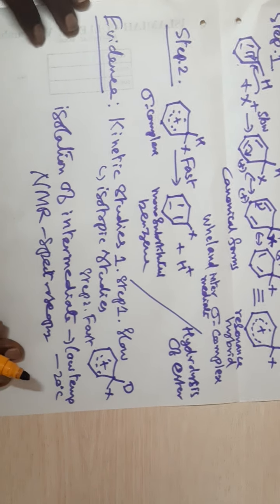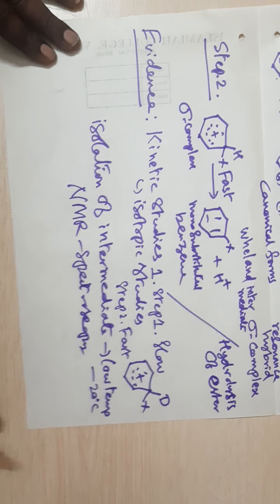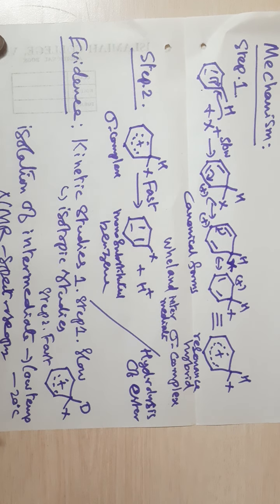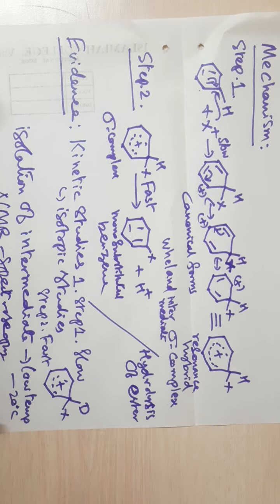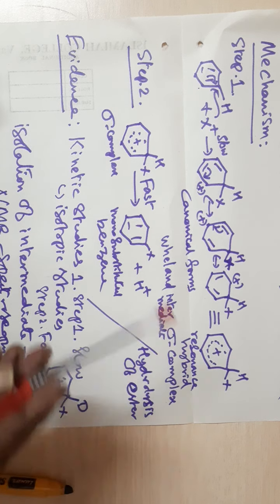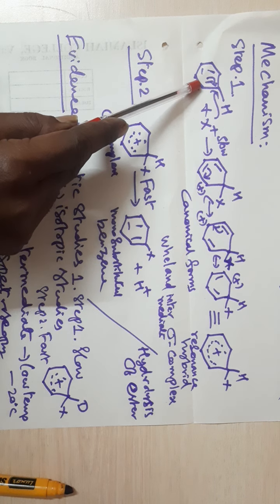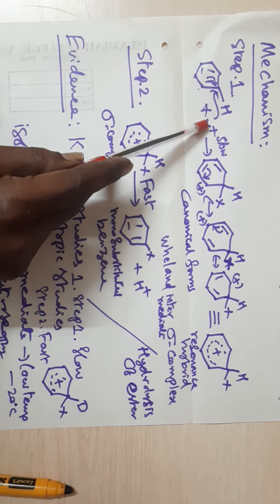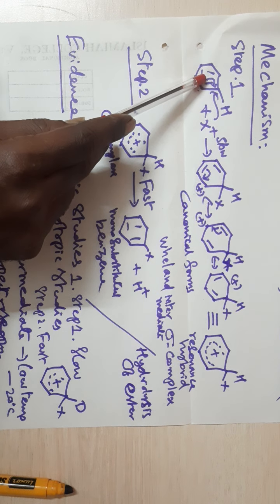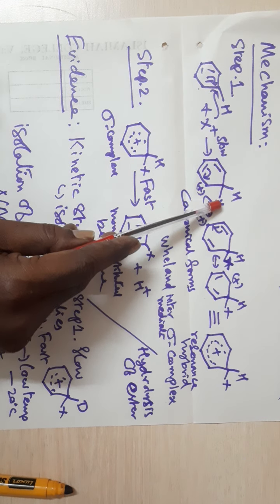So from these two pieces of evidence, we have to believe that aromatic electrophilic substitution takes place in two steps. Once again I repeat, aromatic electrophilic substitution takes place in two steps. In the mechanism, step 1, this is the aromatic compound. X plus is the electrophile, and it attacks this carbon. The pi bond electrons are used for bond formation between carbon and X. You get a sigma bond.